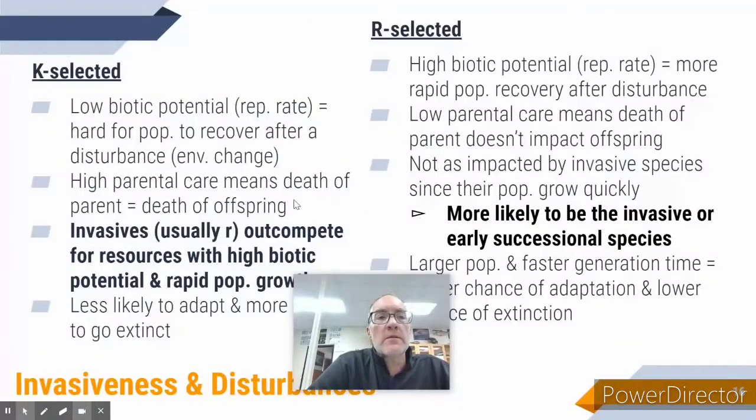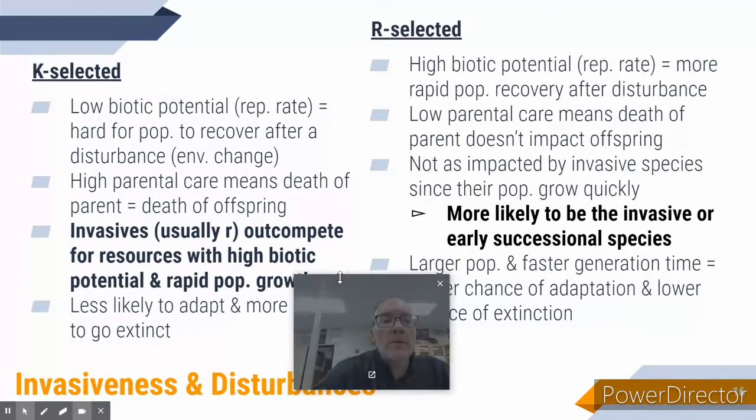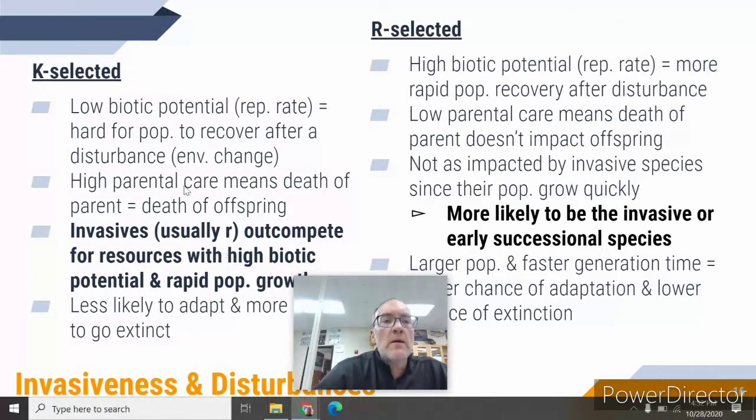Okay, K-selected. So again, we talked about low biotic potential and very hard for them to deal with disturbances. High parental care often means that if there's a death of the parent, oftentimes there's a death of the offspring. Invasives can outcompete these K-selected species.